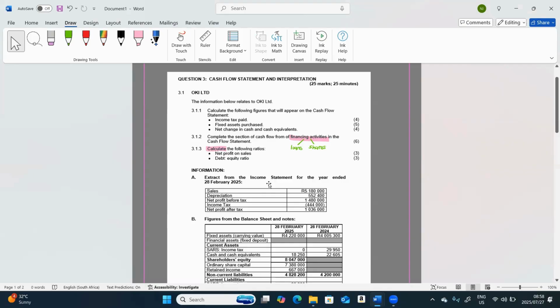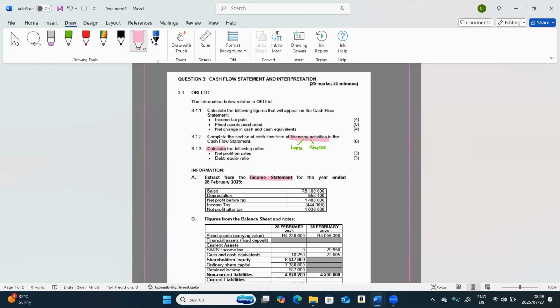Okay. Now that we know everything that is asked of us, let's have a look at the information. Information A, extract from the income statement for the year ended 28 February 2025. So guys, this is the income statement, okay? The income statement, that is obviously our income, our expenses, and then our tax and profits. So for the year ended 28 February 2025.